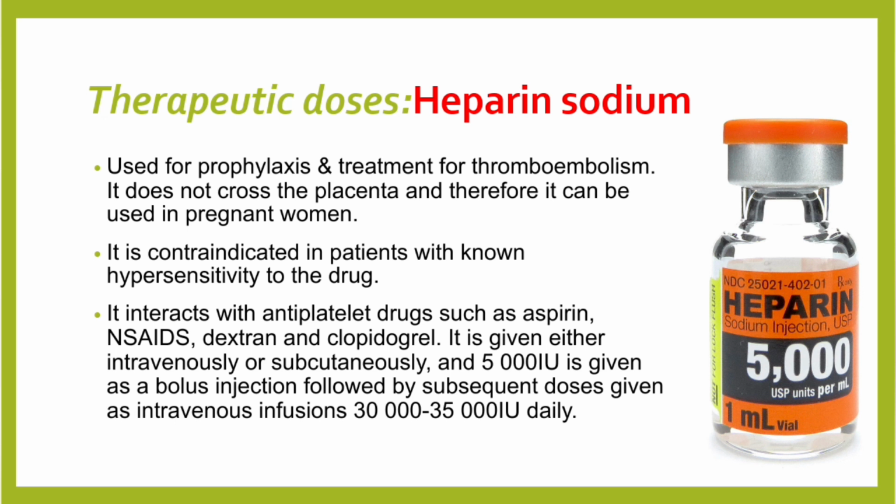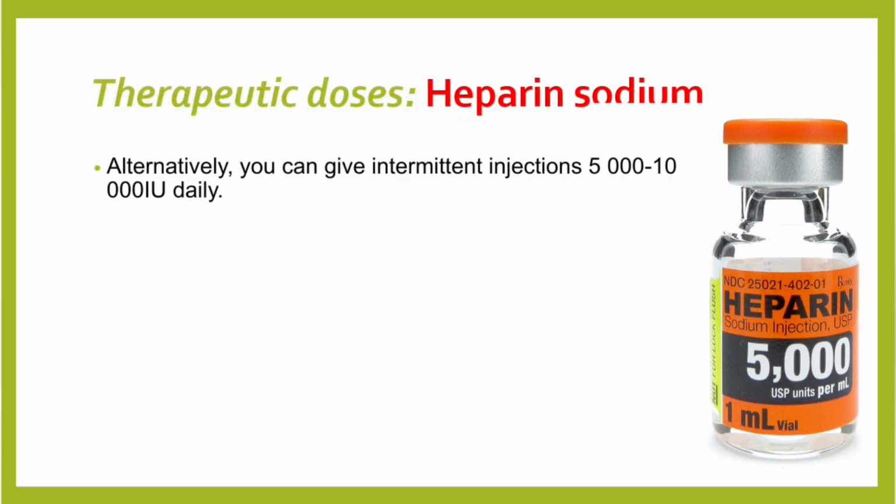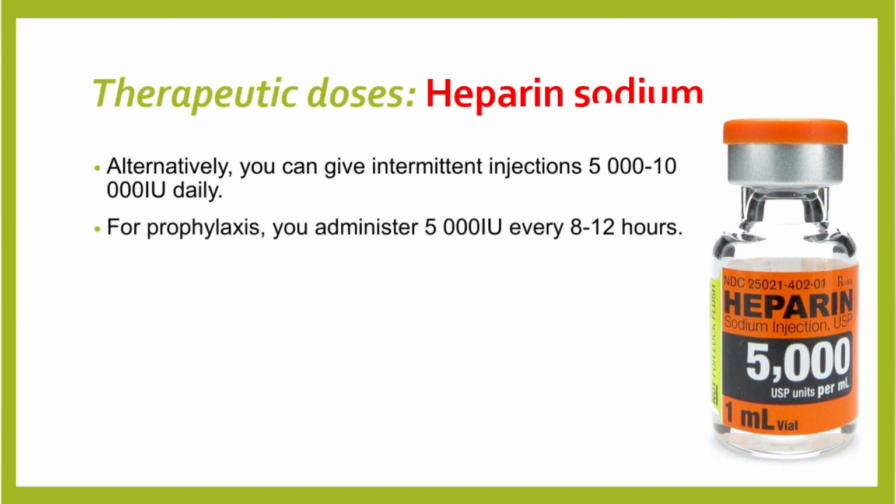This drug is given either intravenously or subcutaneously, and 5,000 international units is given as a bolus injection, followed by subsequent doses given as IV infusions, 30,000 to 35,000 international units daily. So this is the initial dose. Alternatively, you can give intermittent injections of 5,000 to 10,000 international units daily. For prophylaxis, you administer 5,000 international units every 8 to 12 hours.